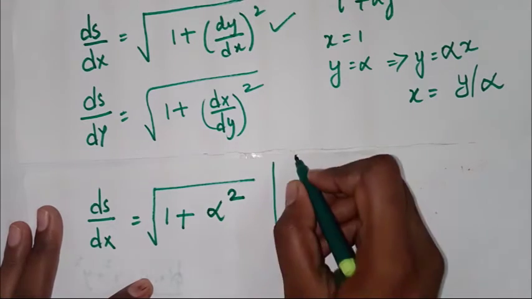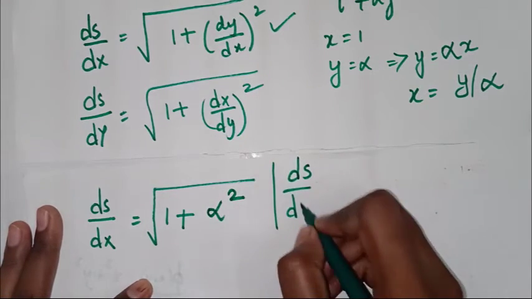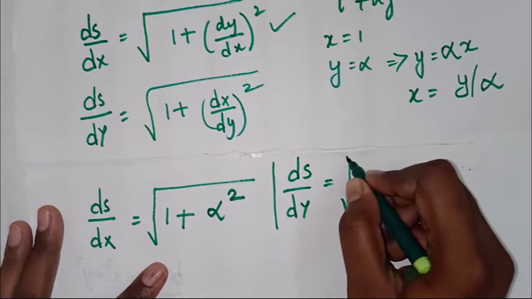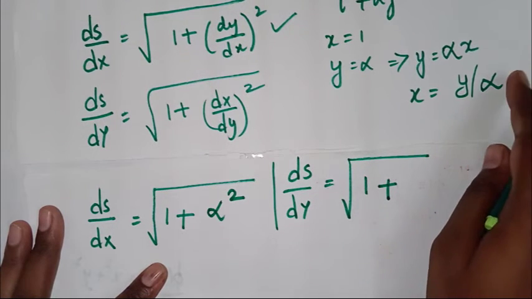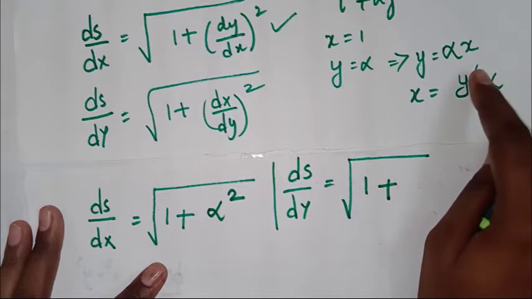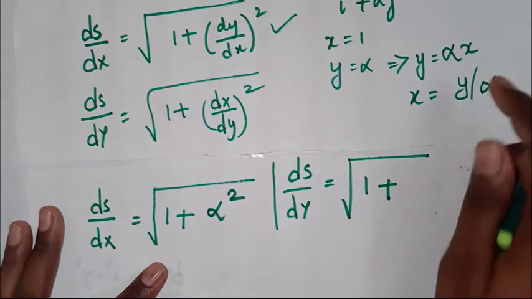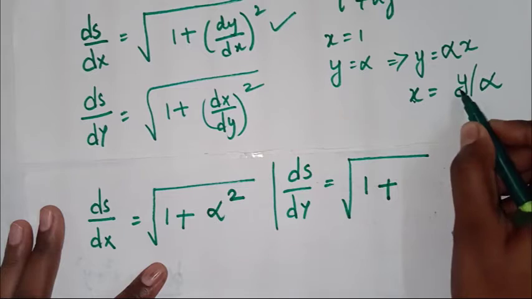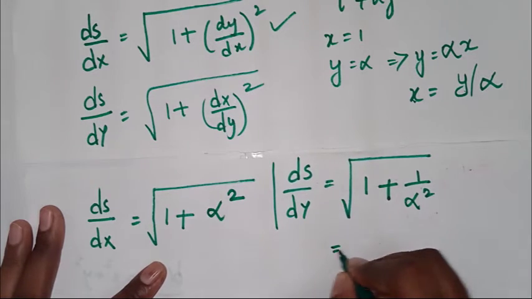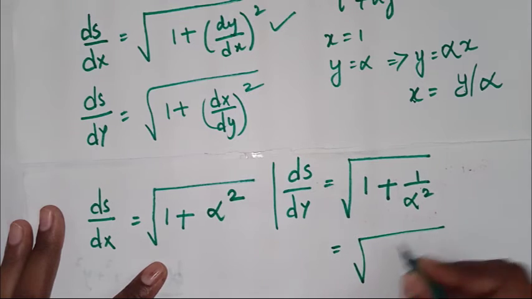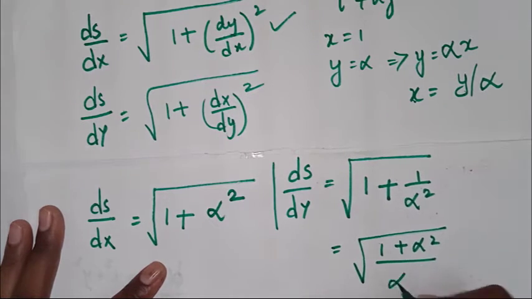Similarly, I'm going to calculate it for ds by dy which is equal to square root of 1 plus. Here when you calculate, y will be 1. Okay, x with respect to y you have to calculate. So when calculating x with respect to y, it is 1 divided by alpha square. So when you consolidate this equation, you will get 1 plus alpha square divided by alpha square.